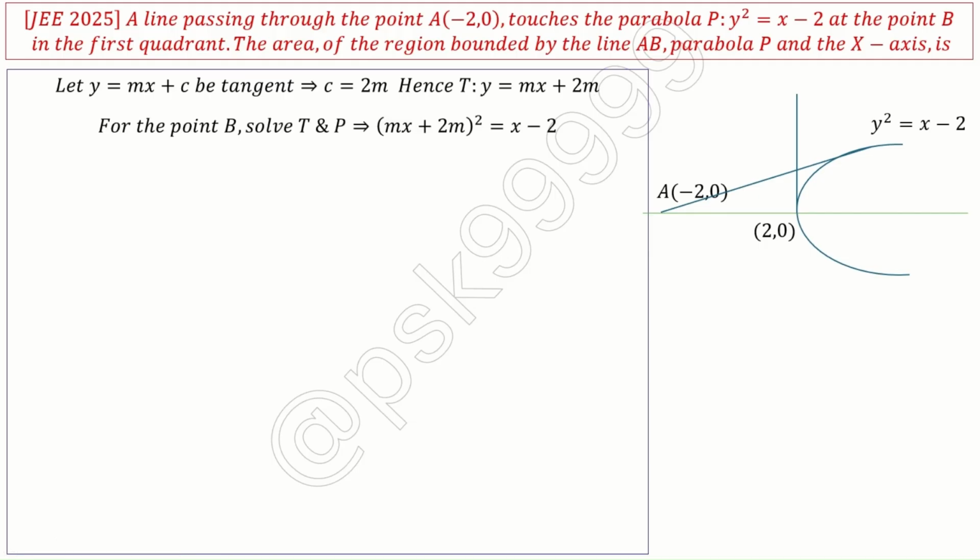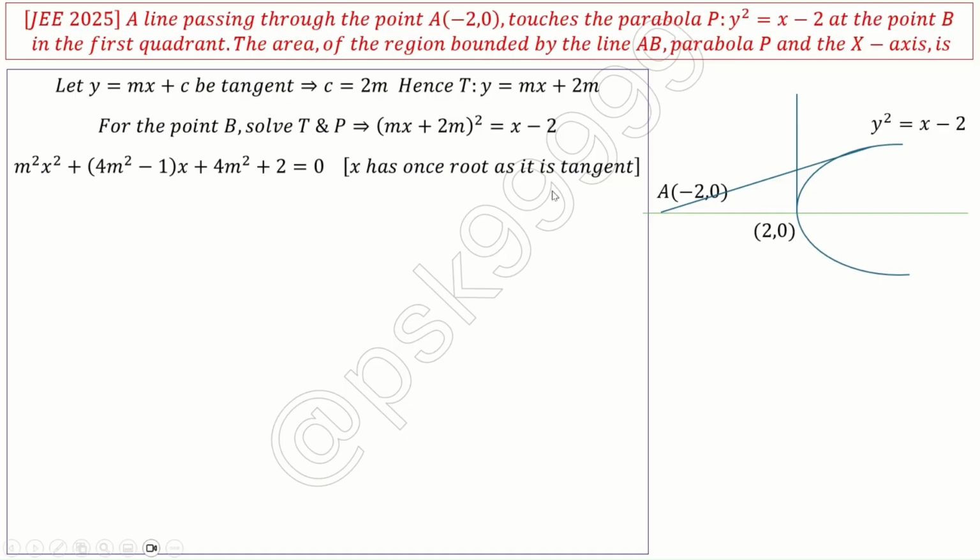Okay. Now for the point B, solve the tangent and the parabola. Then you get this point B. How do you get it? You have to solve the equation of the tangent and the parabola. If y equals mx plus 2m, and y squared equals x minus 2, the parabola equation, then I get m squared x squared plus (4m squared minus 1)x plus (4m squared plus 2) equals 0.